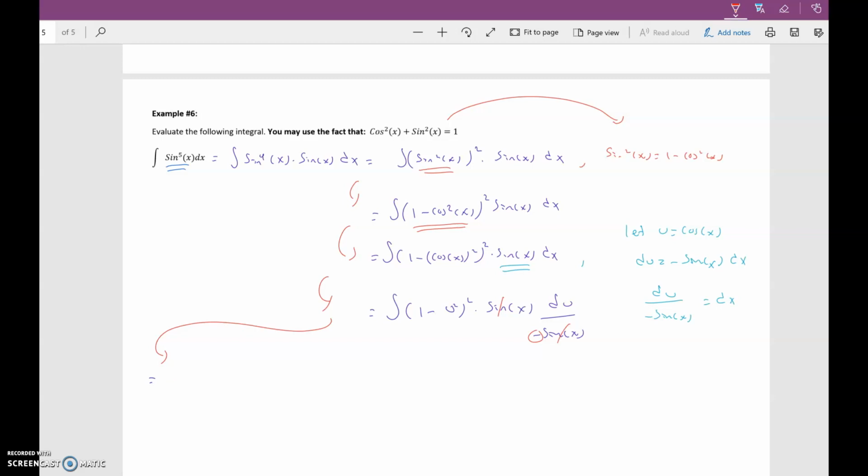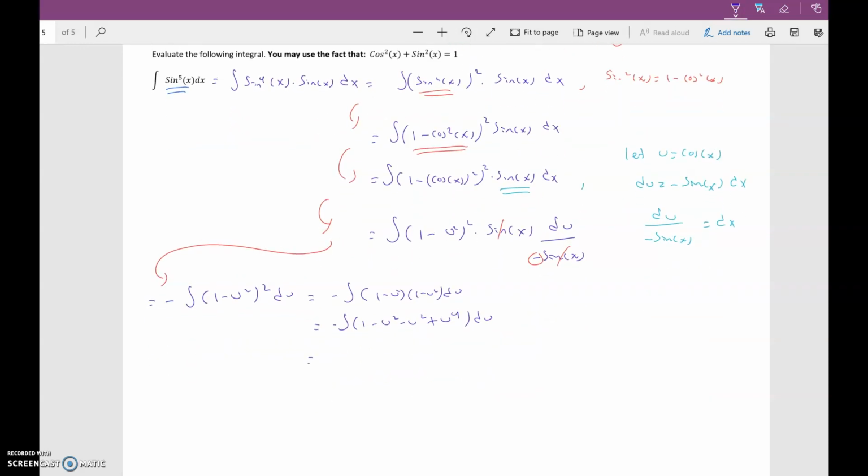So this is negative integral of 1 minus u squared du, which is going to be equal to negative integral of 1 minus u squared times 1 minus u squared du, or negative integral, and we're just going to get 1 minus u squared minus u squared plus u to the fourth du, which is just going to end up with negative, and let me just put a parenthesis there.